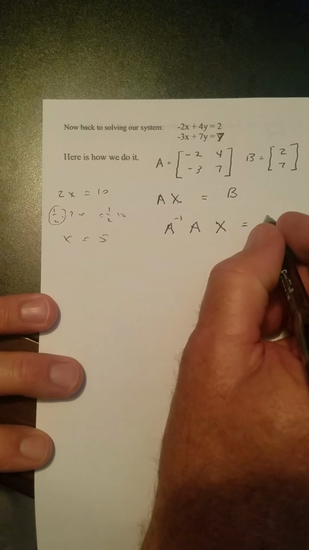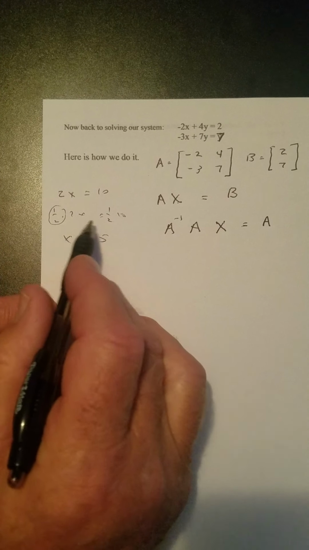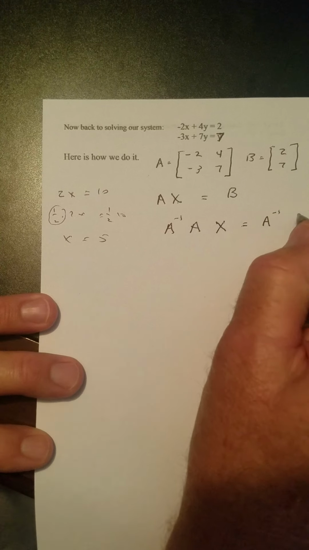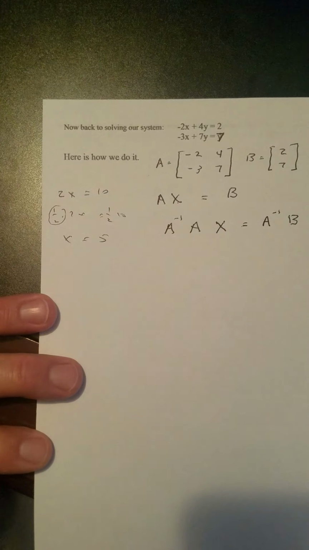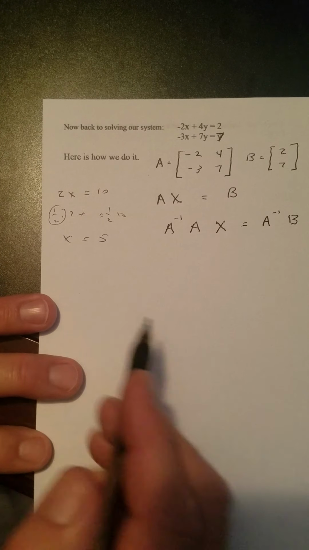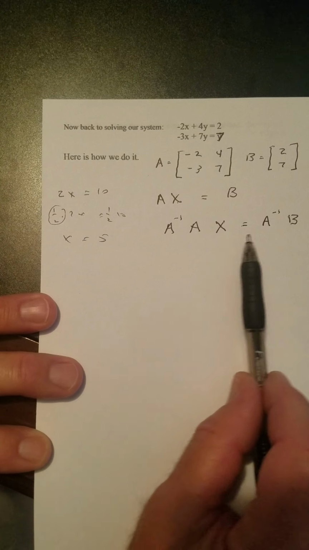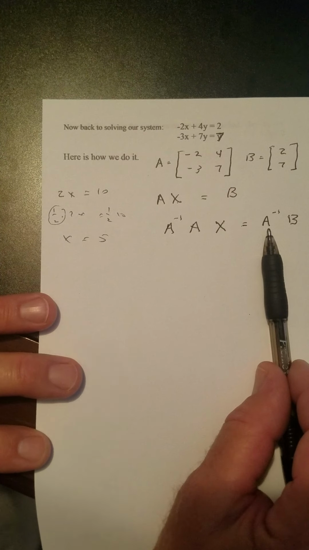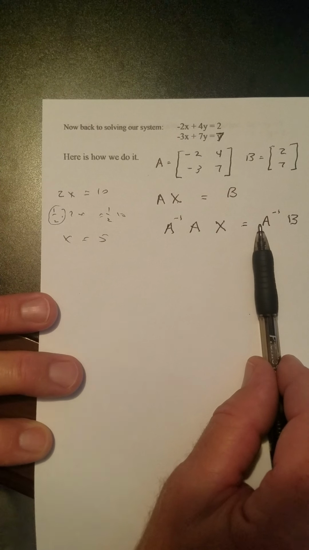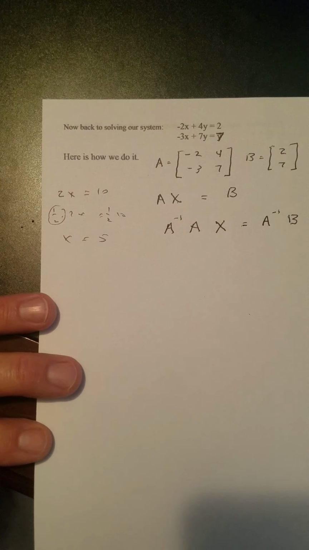Then on this side, I'm going to do exactly the same thing. Just like over here, I took 1 half times each side. Over here, I'm going to take the inverse times B. Okay, here's a note. Notice how I put the inverse first. If the inverse is first on this side, it has to be first on that side. Remember how we said you cannot turn matrices around? You get a different answer when you multiply. So the inverse has to be on the left. Don't put BA over here. You'll get a different answer.